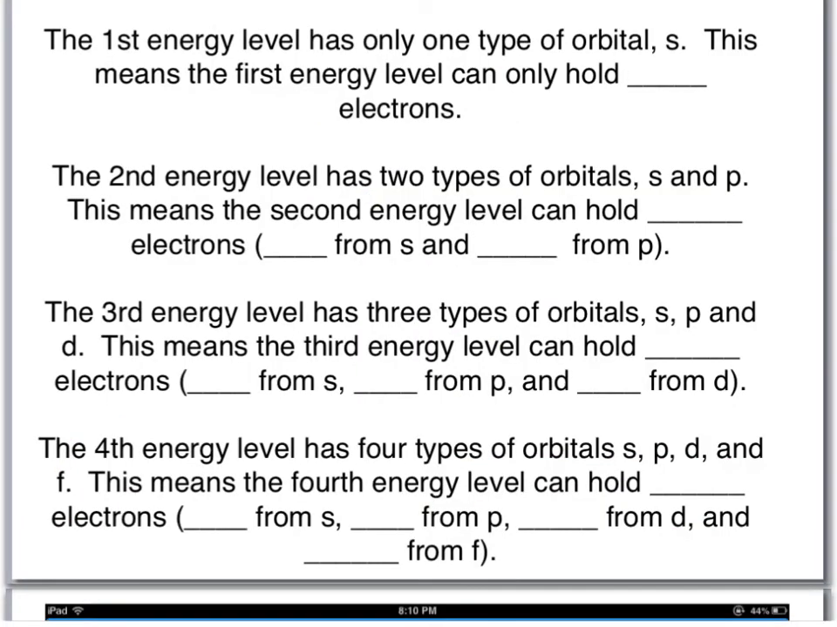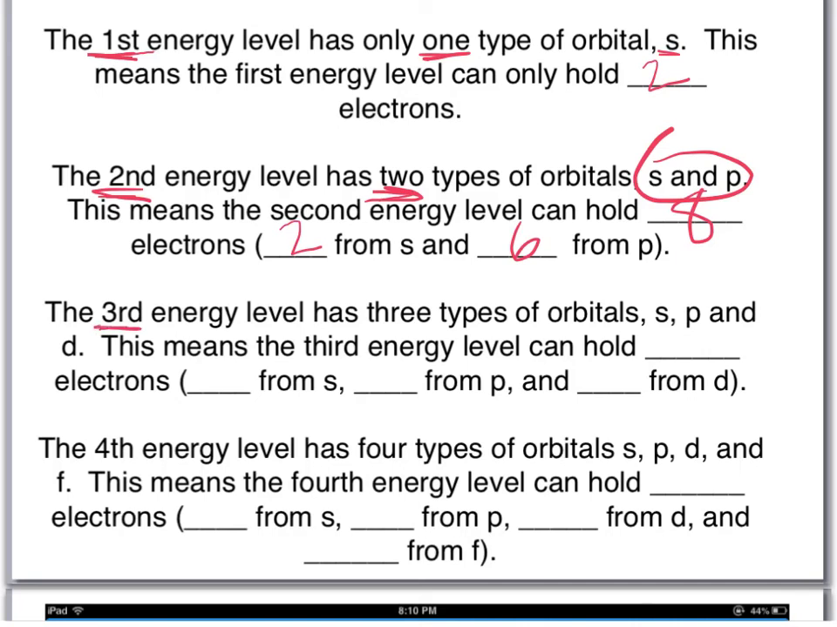Alright, follow this closely here. The first energy level only has one type of orbital. Notice 1, 1. First energy level only has the S. And since that's the only orbital it has, it can only hold 2 electrons. The second energy level has 2 types. Second, 2. S and P. Now you know that the S can hold 2 and the P can hold a total of 6. So that means the second energy level can hold 8 electrons.